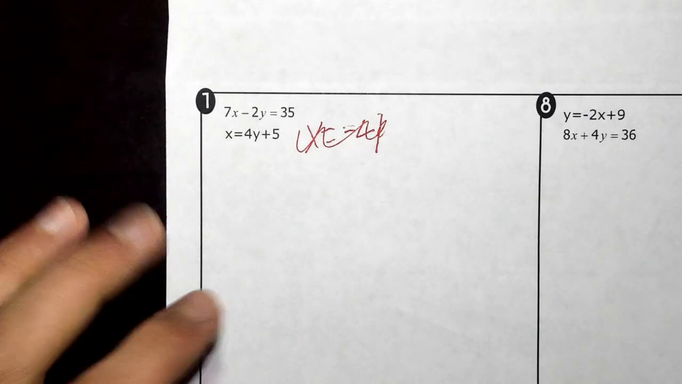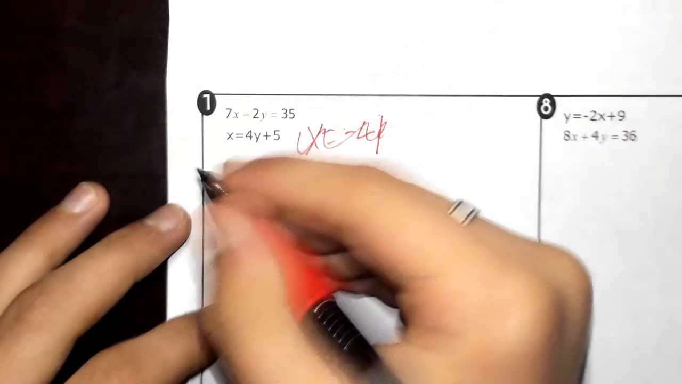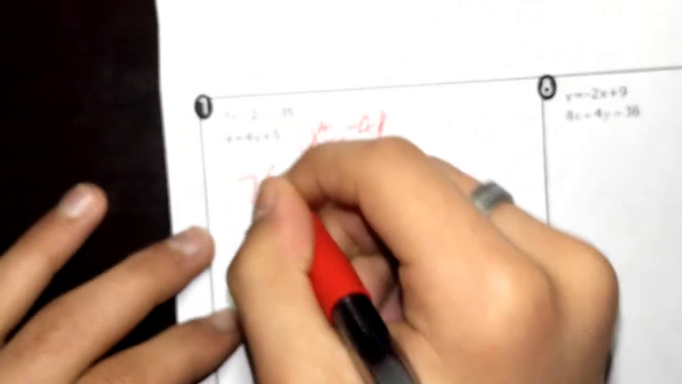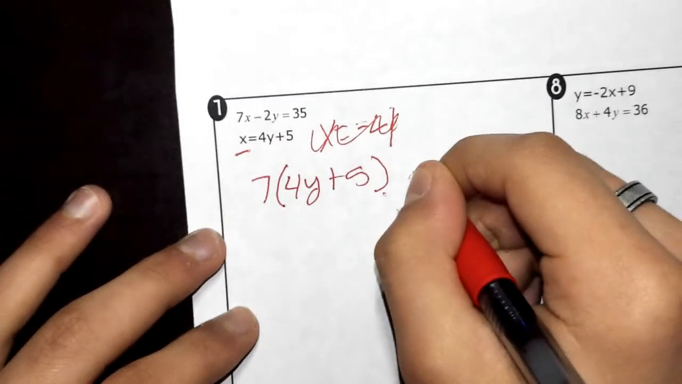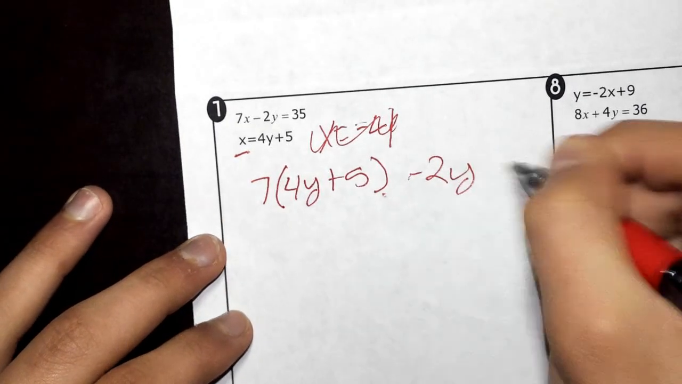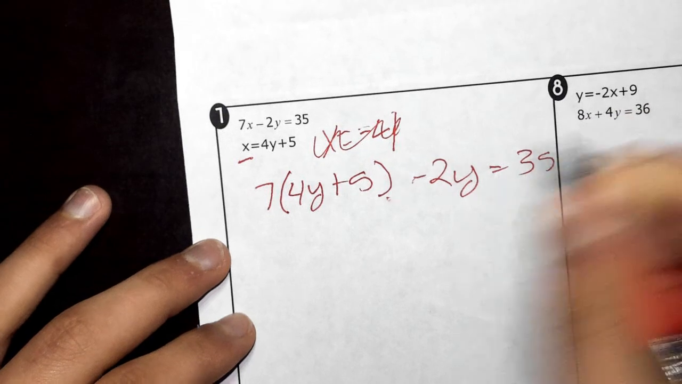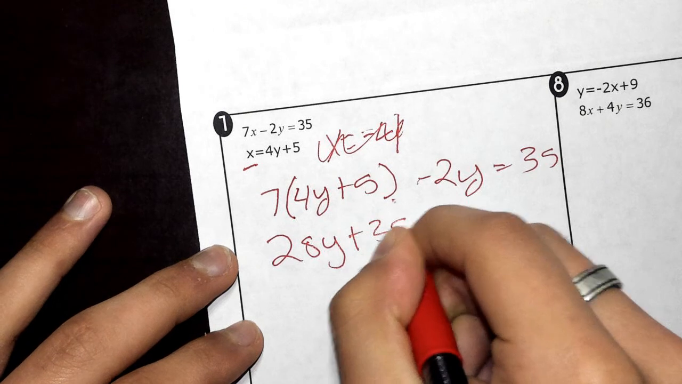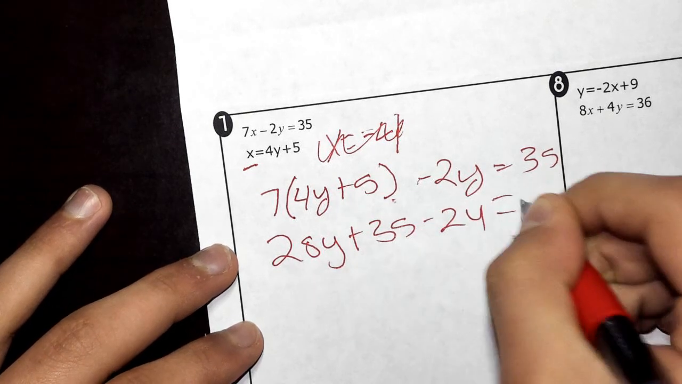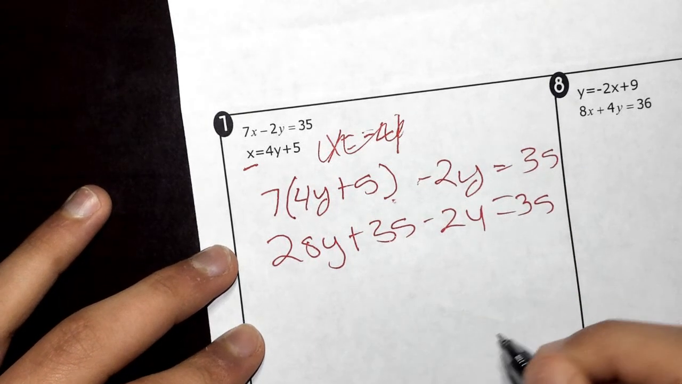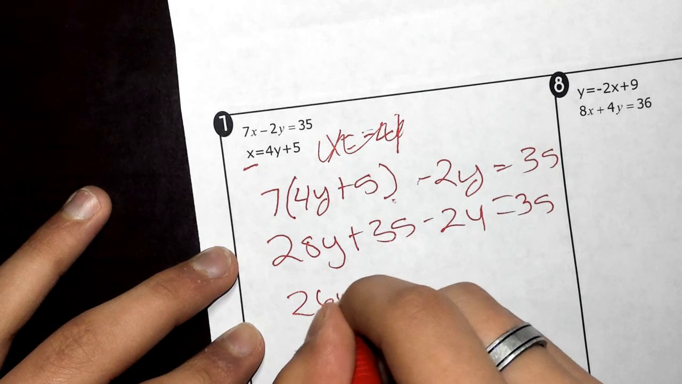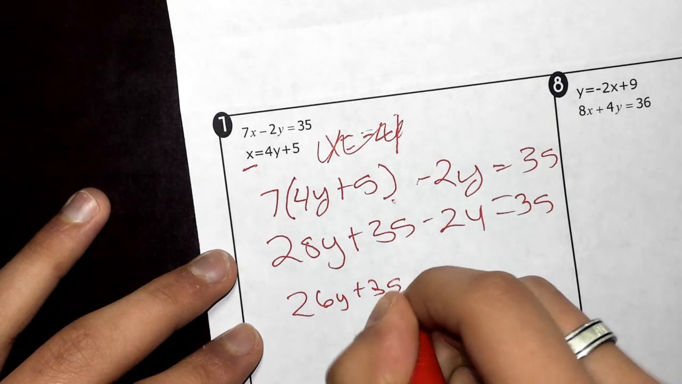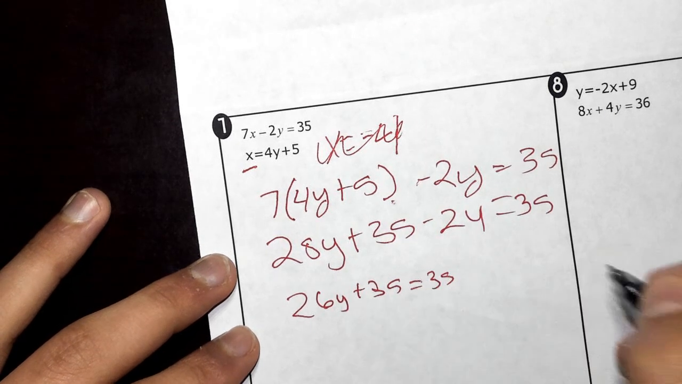Okay, so we would plug in our numbers. 7 times 4y plus 5, because that's what x equals, minus 2y equals 35. So then that'd be 28y plus 35 minus 2y equals 35. So that'd be 26y plus 35 equals 35.